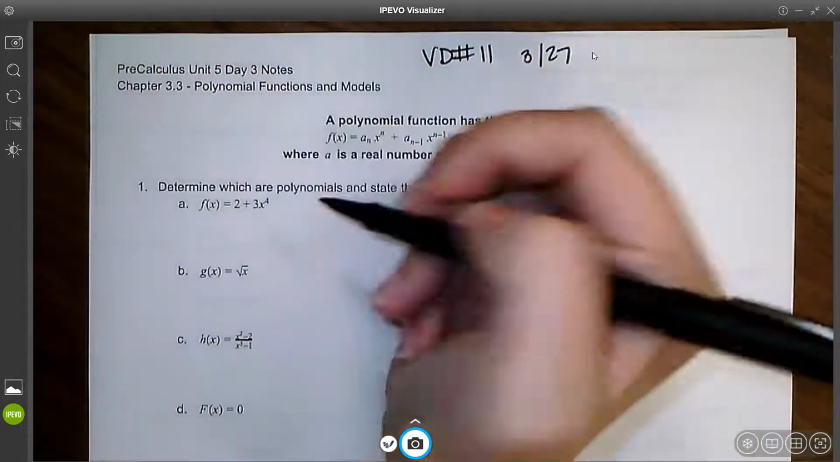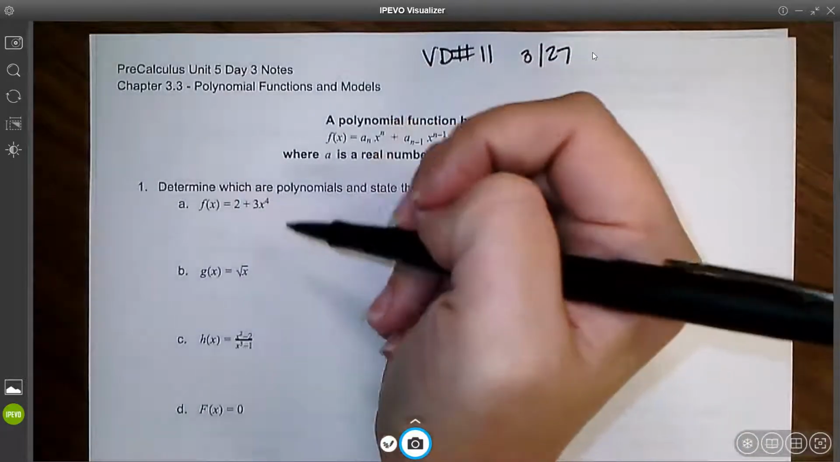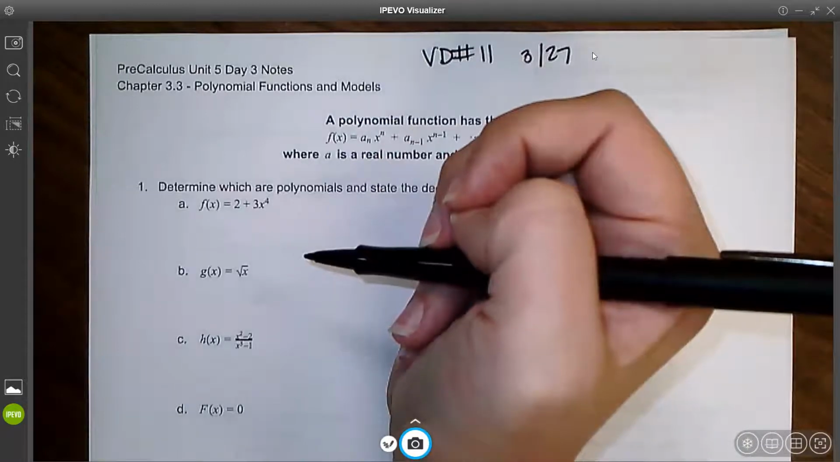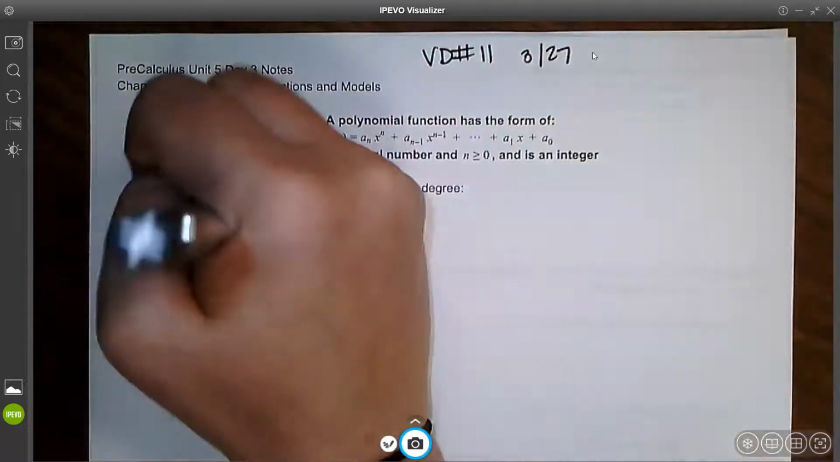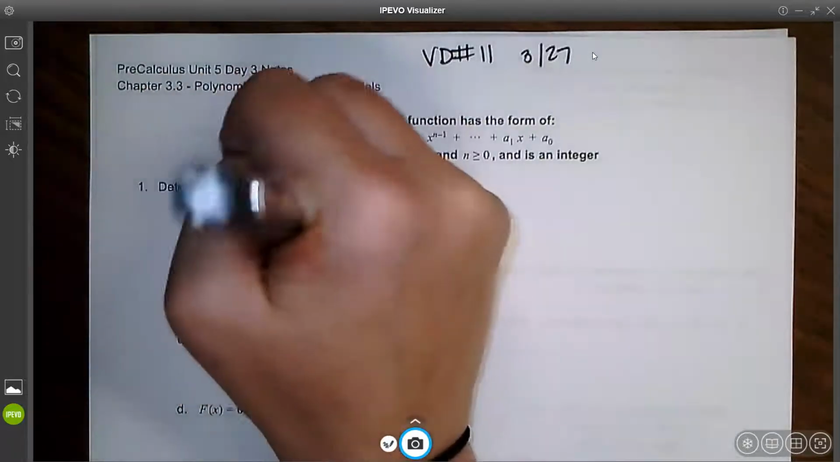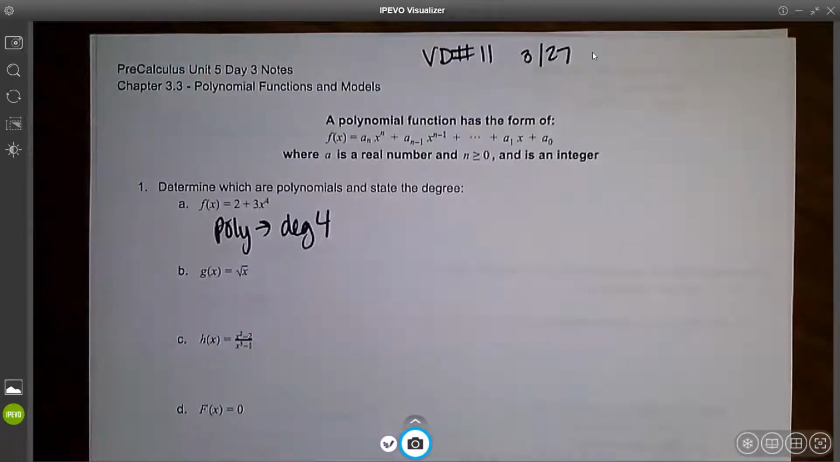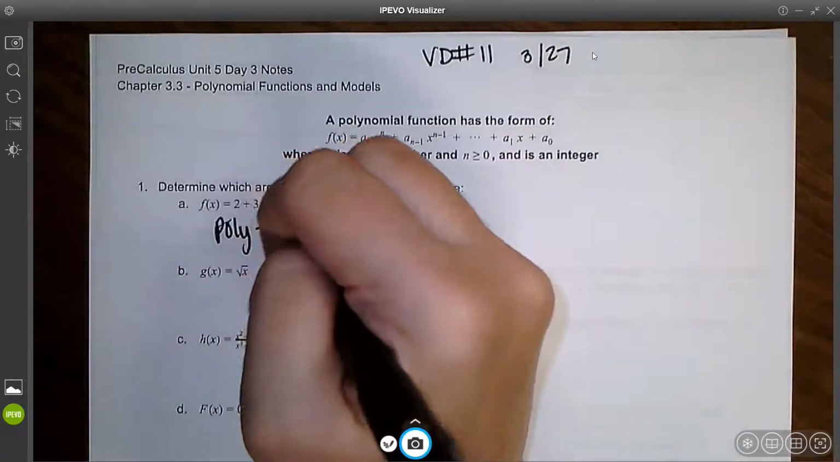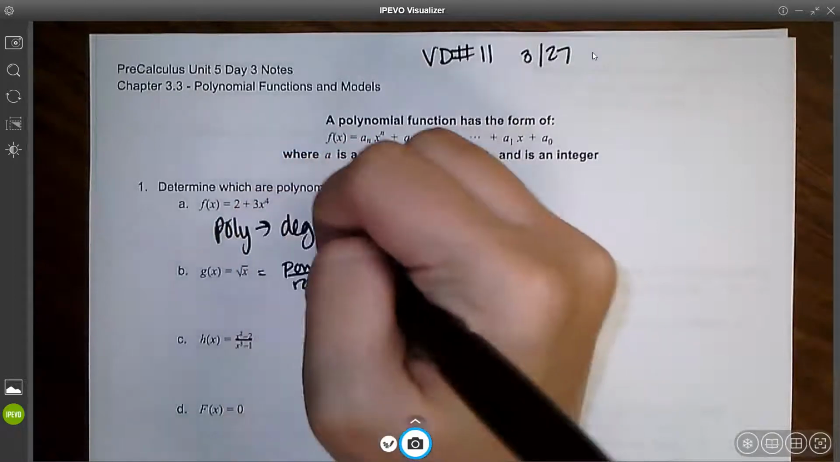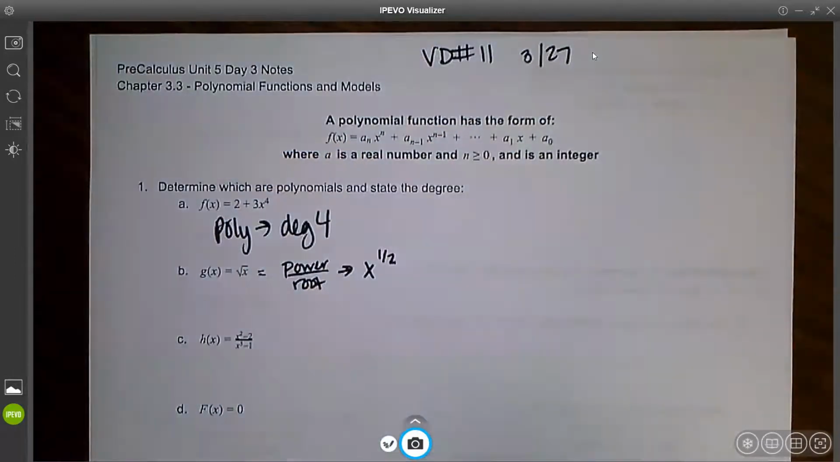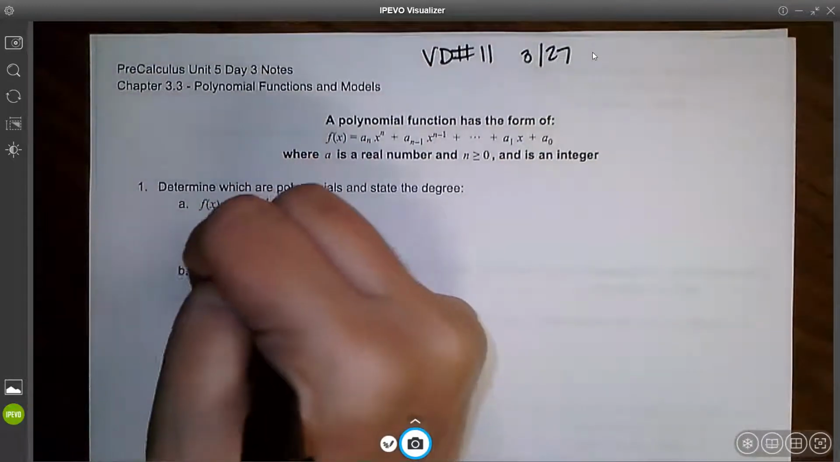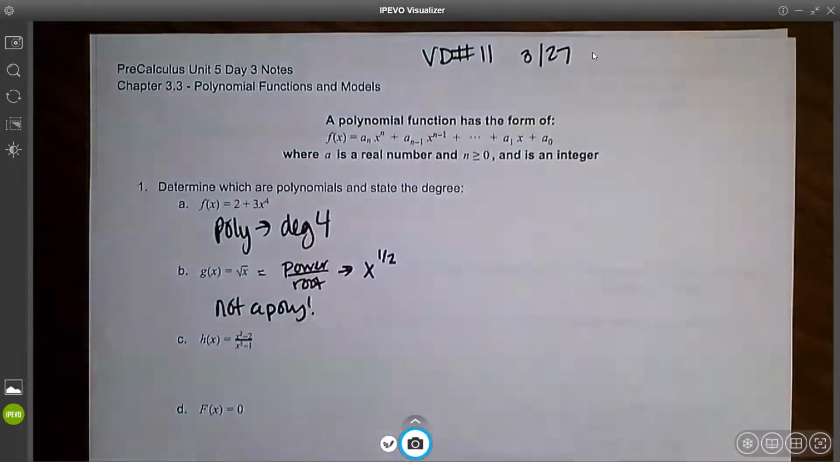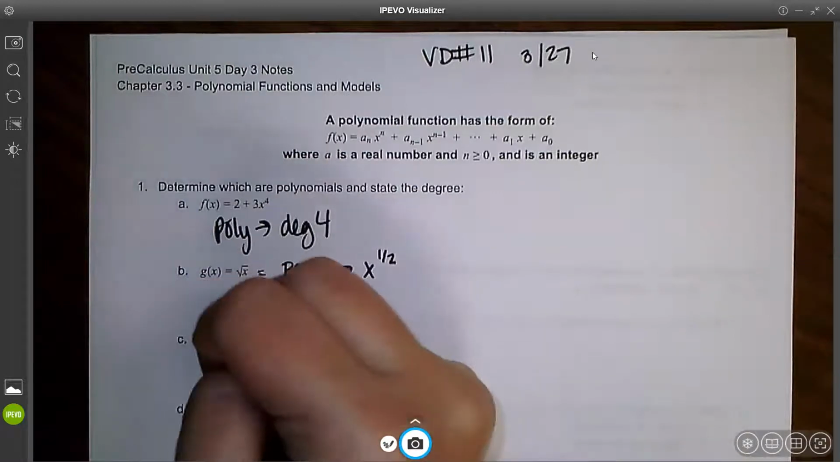So if you've got this one, we have our real coefficient and we have an integer exponent that is greater than 0. So this is a polynomial, and this is degree 4. This one, remember that when you have a radical, it's written as power over root. So this is the same thing as x to the 1/2 power. So this is not a polynomial, because that is not an integer. 1/2 is not an integer. Here, this is not a polynomial, this is a rational.